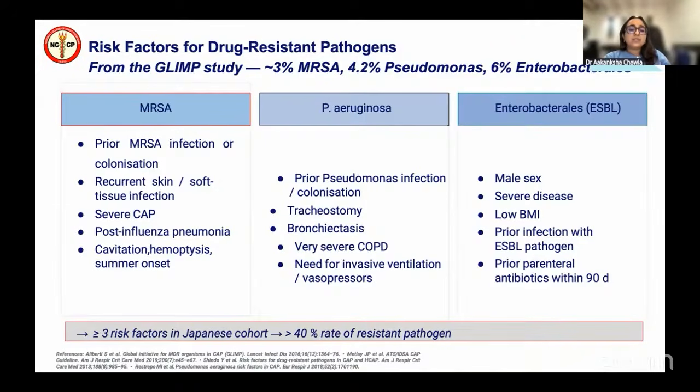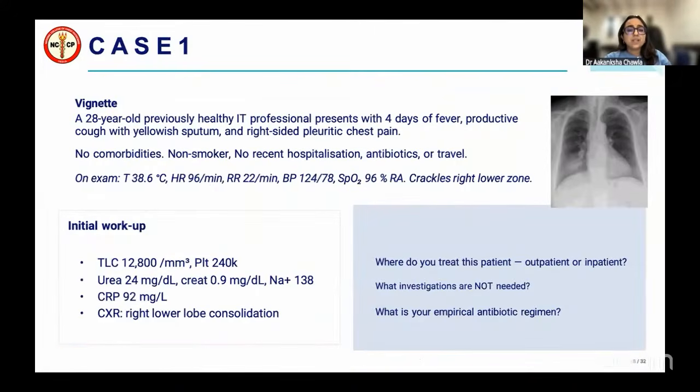And all this matters because if you have these specific risk factors, your empirical therapy of choice changes, or you add on these covers. So that is why knowing and understanding these is important. Now let's look at a case to understand further the management of CAP.